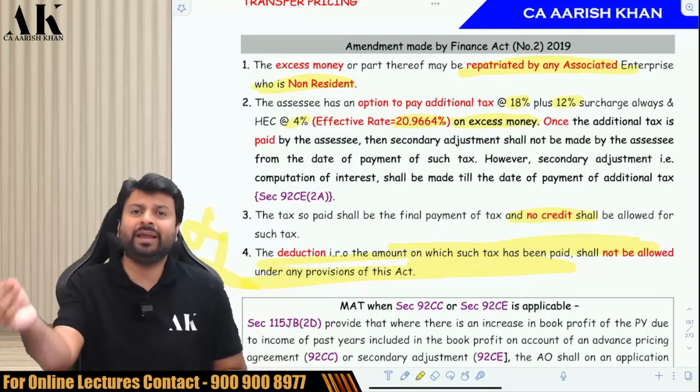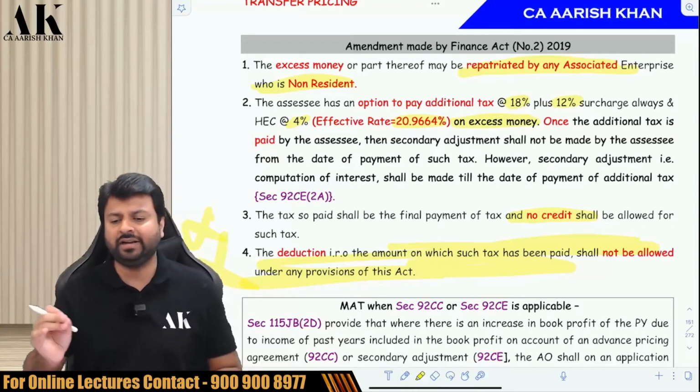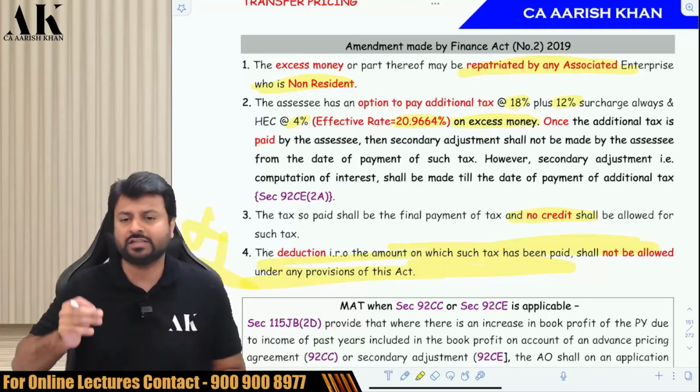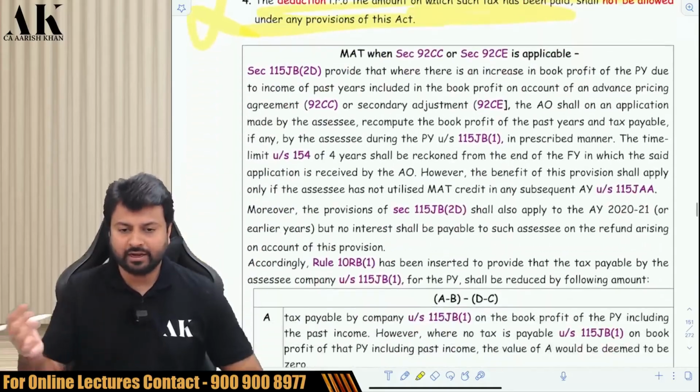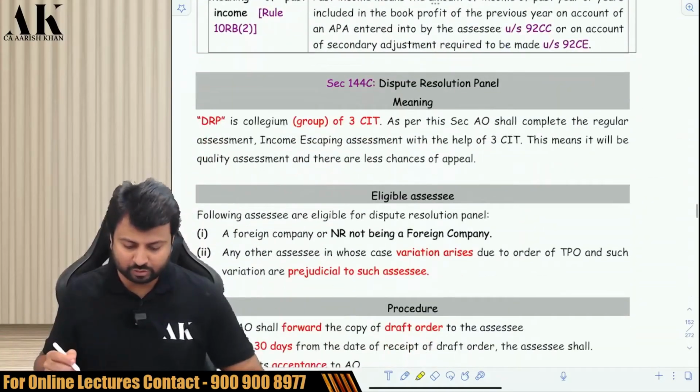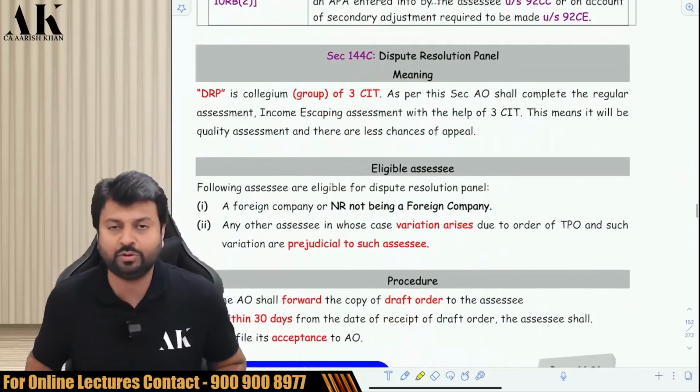So that from henceforth, there will not be any charging of interest. There will not be any secondary adjustment in your income. Check it please. Now this next provision I will discuss at the end of the chapter. Don't worry, I will show you one example with the help of which you will understand. Next one I am talking about is the dispute resolution panel.